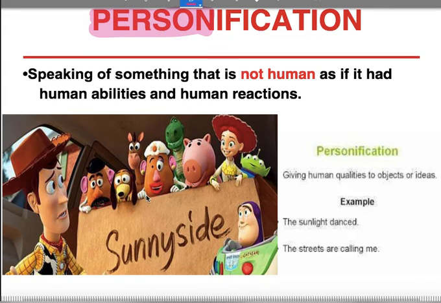We personify them. 2 other examples, the sunlight danced. The sunlight can't actually dance, a human dances, but we're giving it human-like qualities. The streets are calling me, saying that the street can speak is personification. And again, poets use this for a very specific reason.